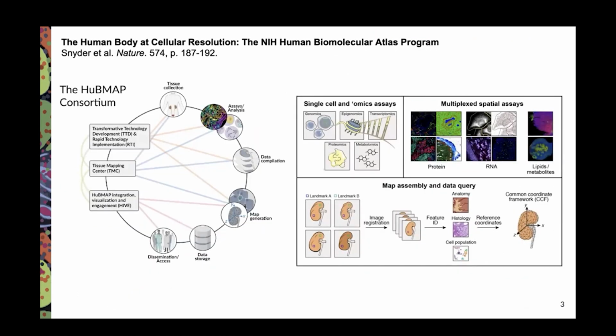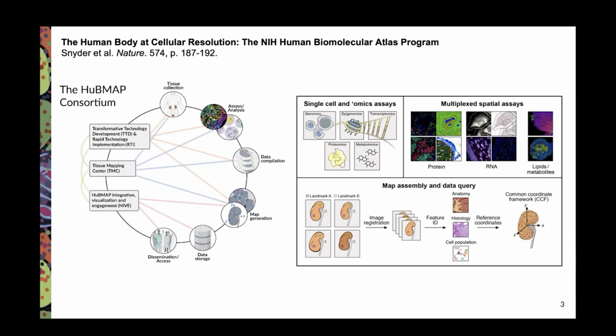Now, the way the consortium is organized is really broken into 3 primary components. The first of which are the tissue mapping centers. Our group is one of the tissue mapping centers. And these groups are really focused on a broad range of aspects of the consortium, everything from tissue collection to developing the technologies and the assays for molecular mapping, generating data, and building molecular maps for our particular organ. We work very closely with the transformative technology and development projects and the rapid technology implementation projects.